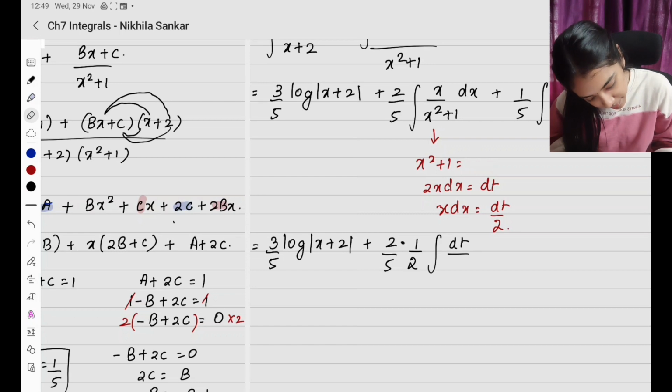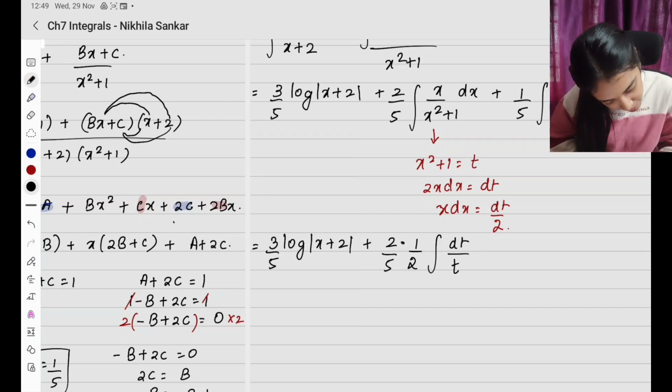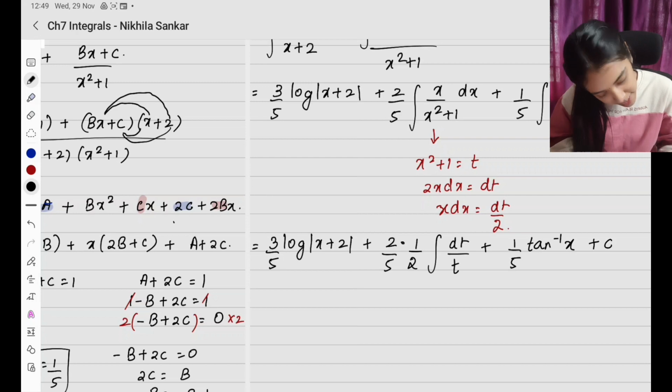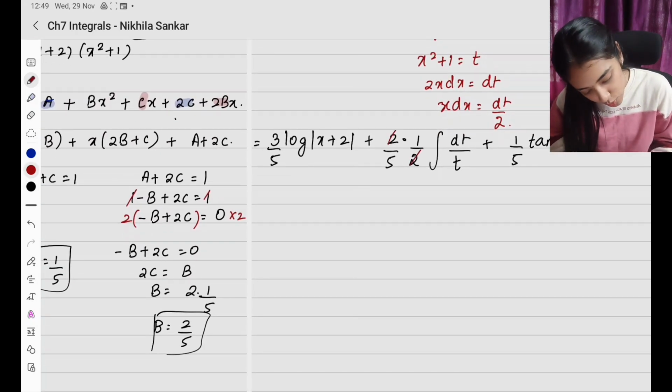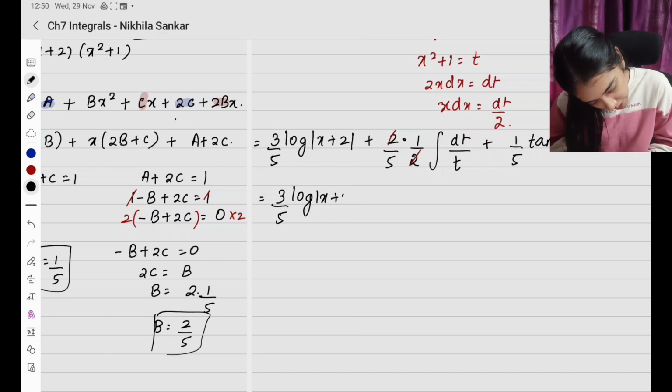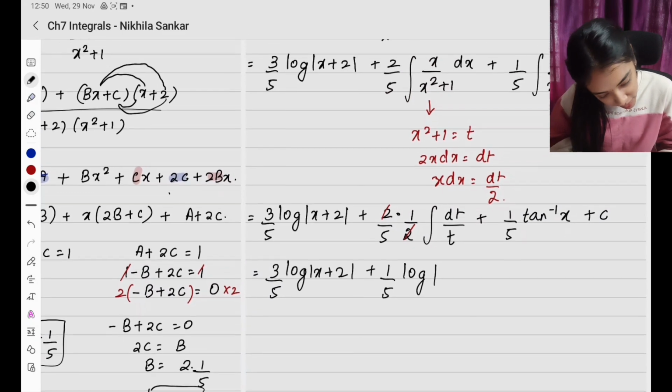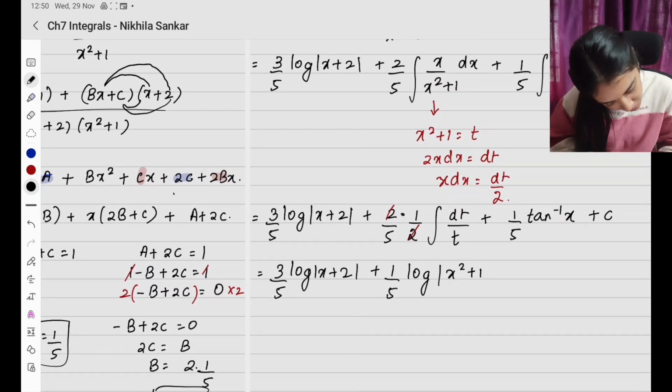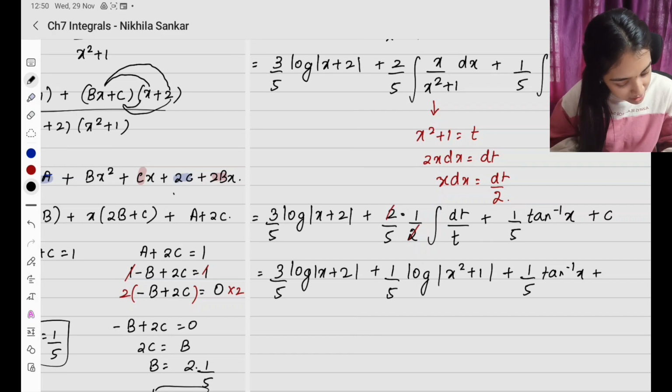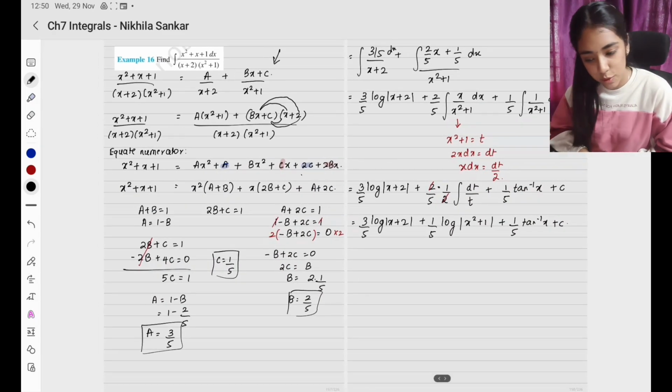Sorry, this is t, right? This is going to be t. x square plus 1 equals t. So dt by t plus 1 by 5 integral 1 by x square plus 1 is going to be tan inverse of x plus c. Now only this one term is pending, where the 2 and the 2 are getting cancelled. So I have 3 by 5 log mod x plus 2 plus 1 by 5 log mod t, which is going to be x square plus 1, plus 1 by 5 tan inverse of x plus c. This is my final answer. Understood?